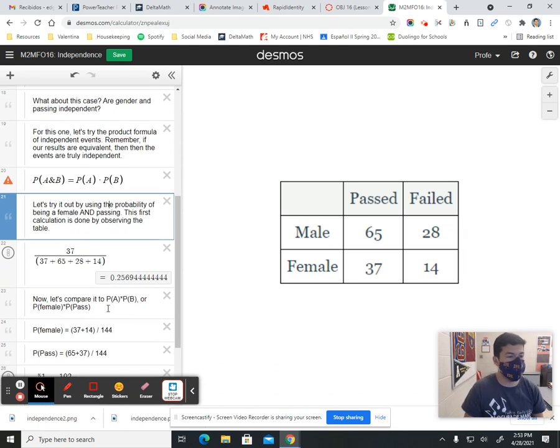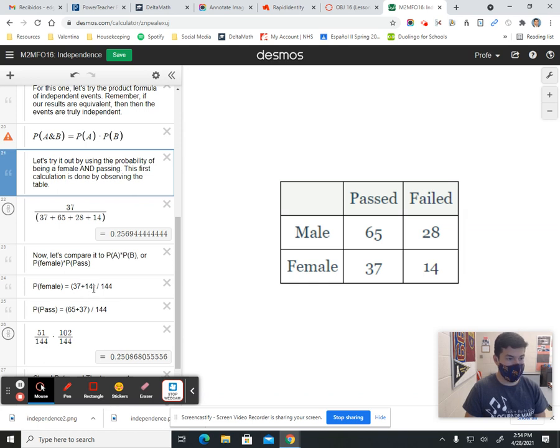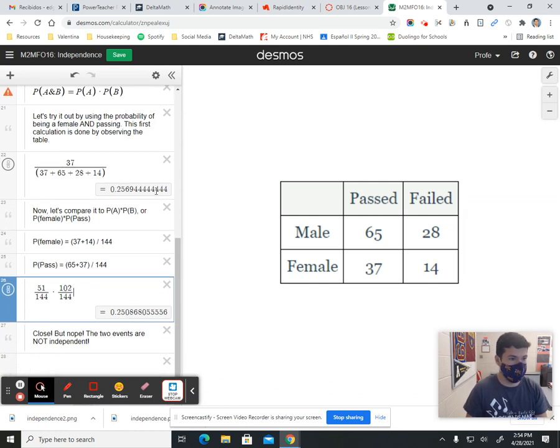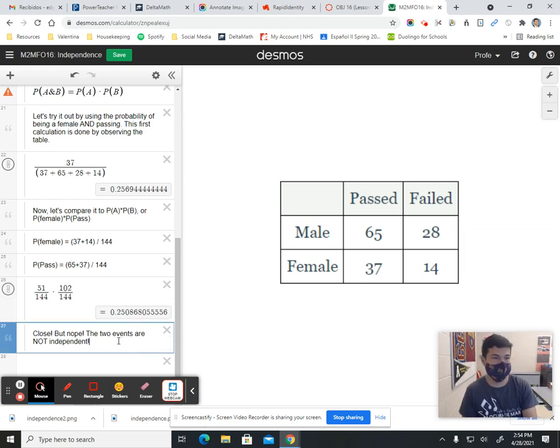Okay, now we're going to compare that to the probability of being female times the probability of passing. So the probability of being female, that's 51 out of 144. The probability of passing, that is 102 out of 144. If I multiply those two, I get 25.08%, which is very close, but not close enough. Those two percentages are not the same, meaning that these two events are not independent. All right, so basically, if your formulas check out and you get the same result, then independent. If you get two different numbers, they are not independent.